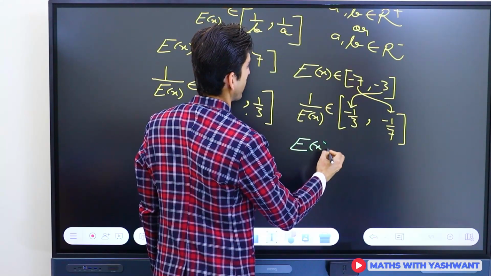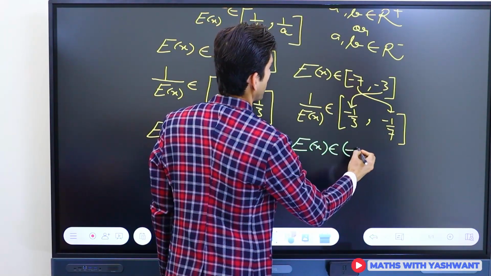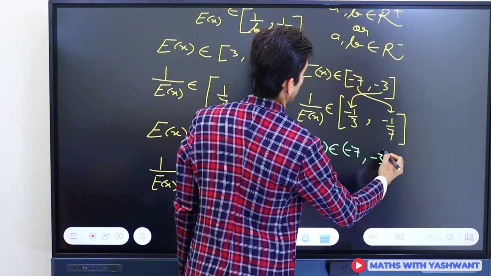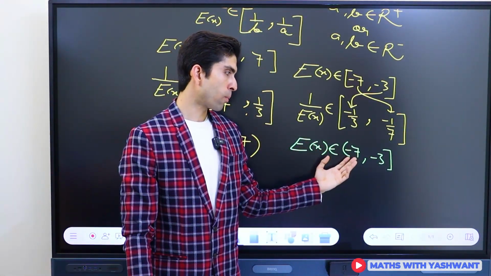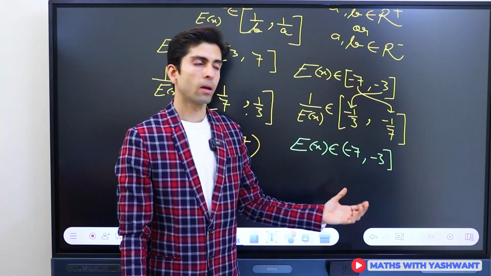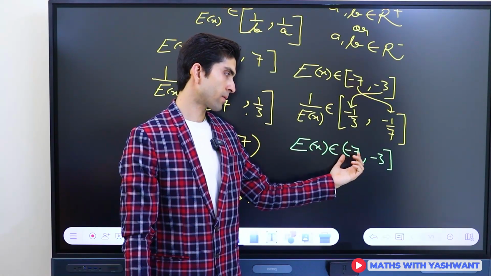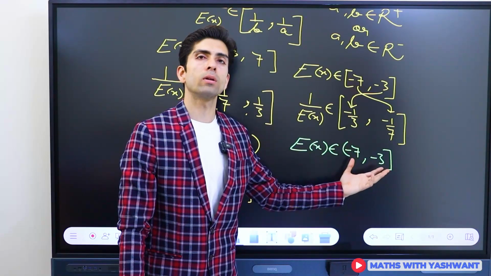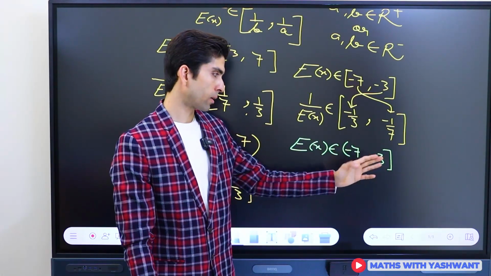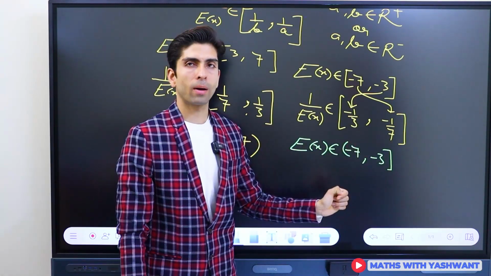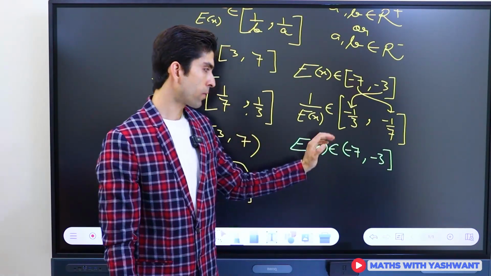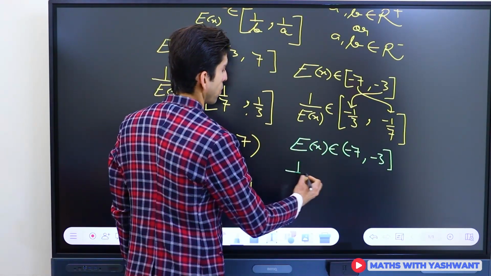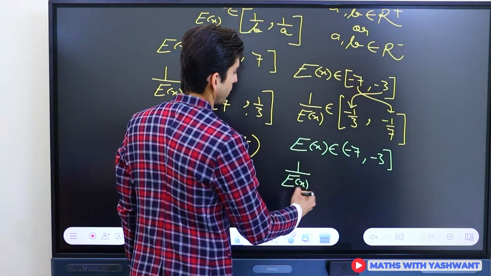Let's suppose E of x were given as open -7 to close -3. So -7 we have open and -3 we have closed. That means for the range of E of x, -7 is excluded. It is not part of the range of E of x, and -3 we have a square bracket or closed, so that means -3 is a part of the range. Now we have to find the range of 1 by E of x.